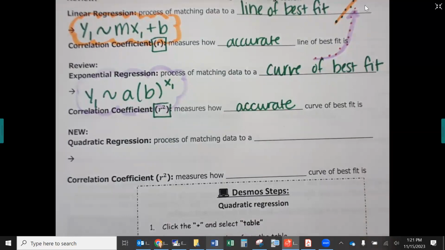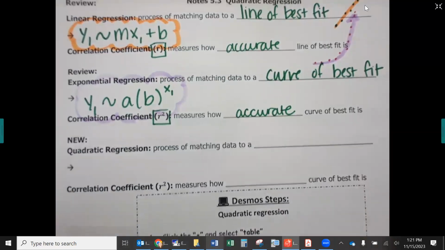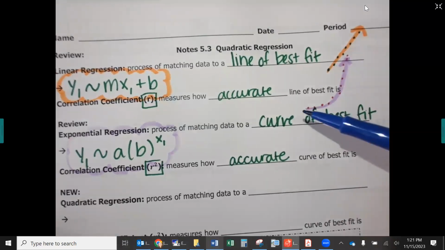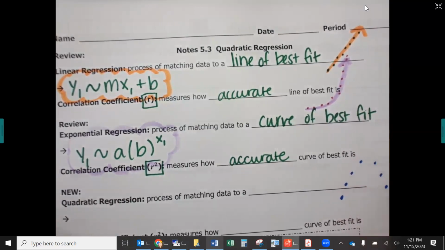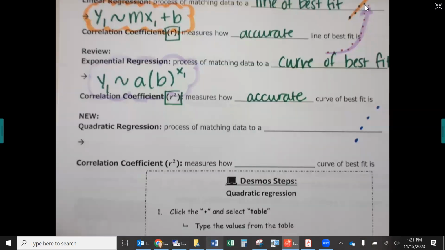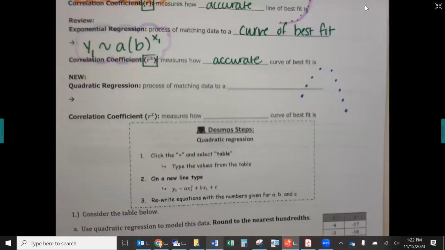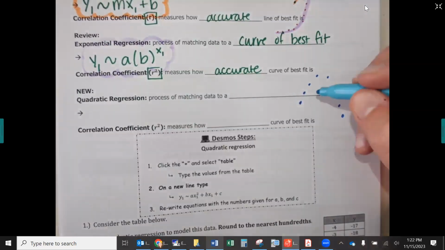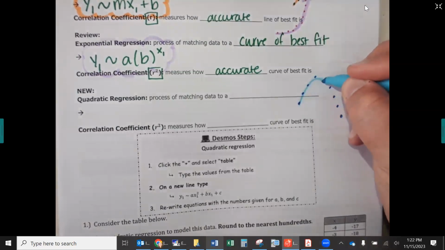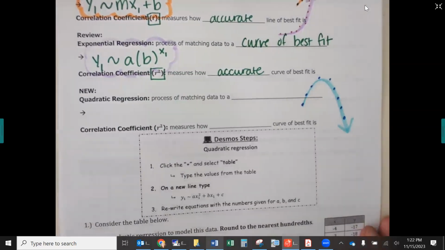Okay, so here's the new one. This is the one that we're adding today. What if your dots don't make a straight line and they don't make a curve, but they make a U shape? So I want you to draw a couple of dots that kind of go up and then they start coming back down. Okay, that would be quadratic. Let me zoom out a little bit for that. Okay, so quadratic is when your dots don't go just up or down, they do a little bit of both. Okay, that would be quadratic.